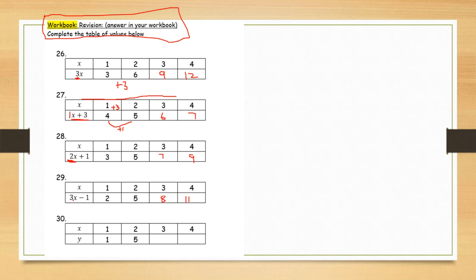Okay, and we can check our work. We need to times by 3 and take away 1. 3 1s are 3, take away 1 is 2. 2 3s are 6, take away 1 is 5. 3 times 3 is 9, take away 1 is 8. 4 3s are 12, take away 1 is 11.